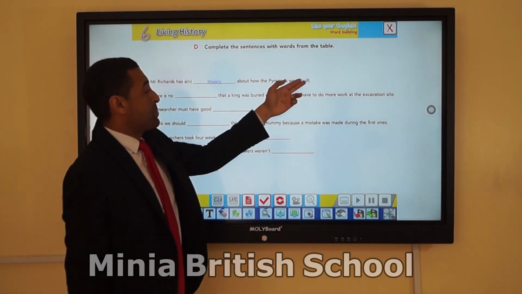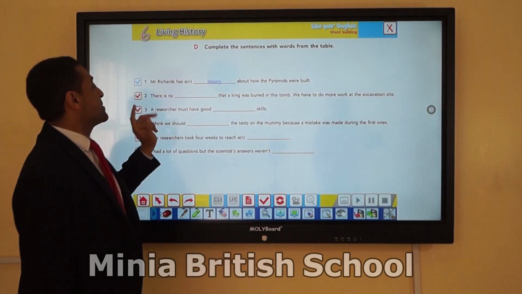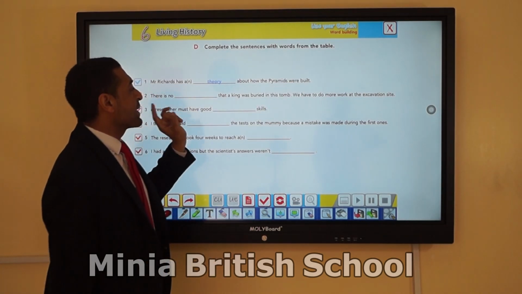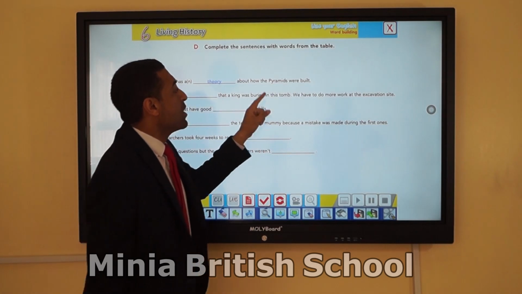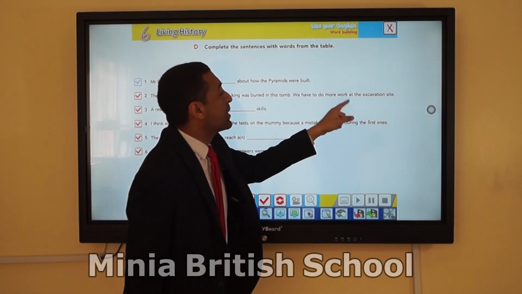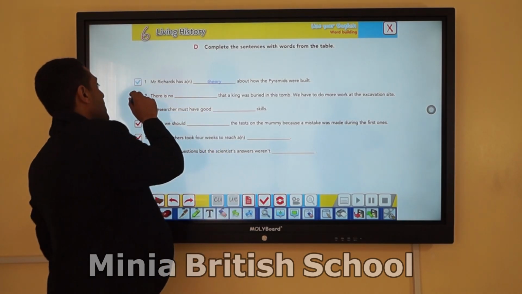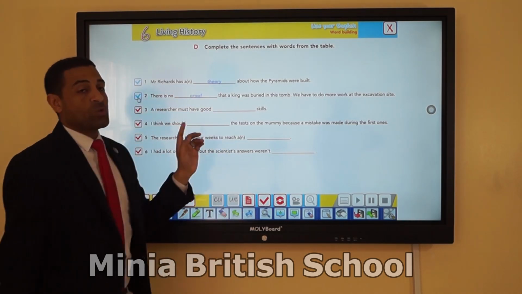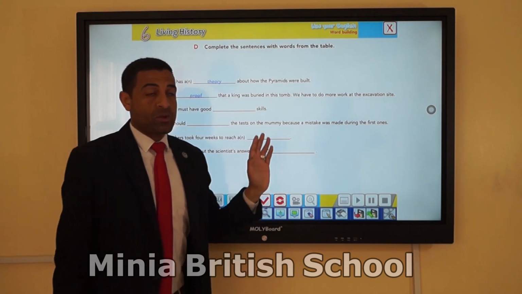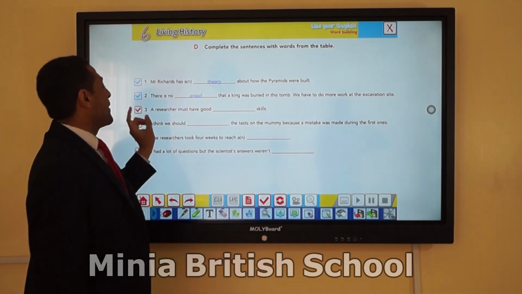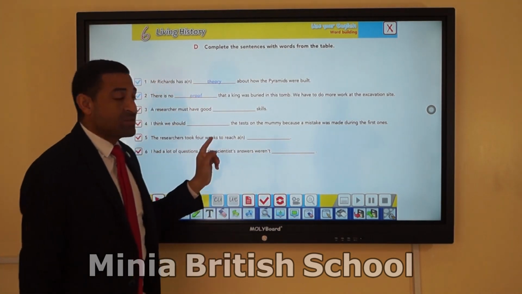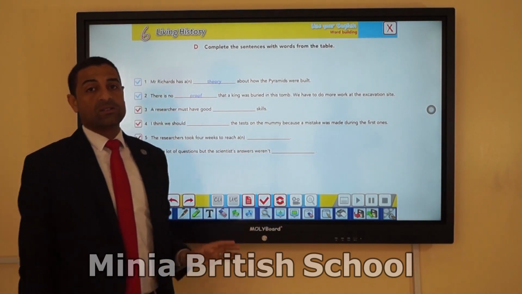About how the pyramids were built. There is no space that a king was buried in the stone. We have to do more work at the excavation site. So here we need to use a noun as well, and it will be proof. A researcher must have good space skills.